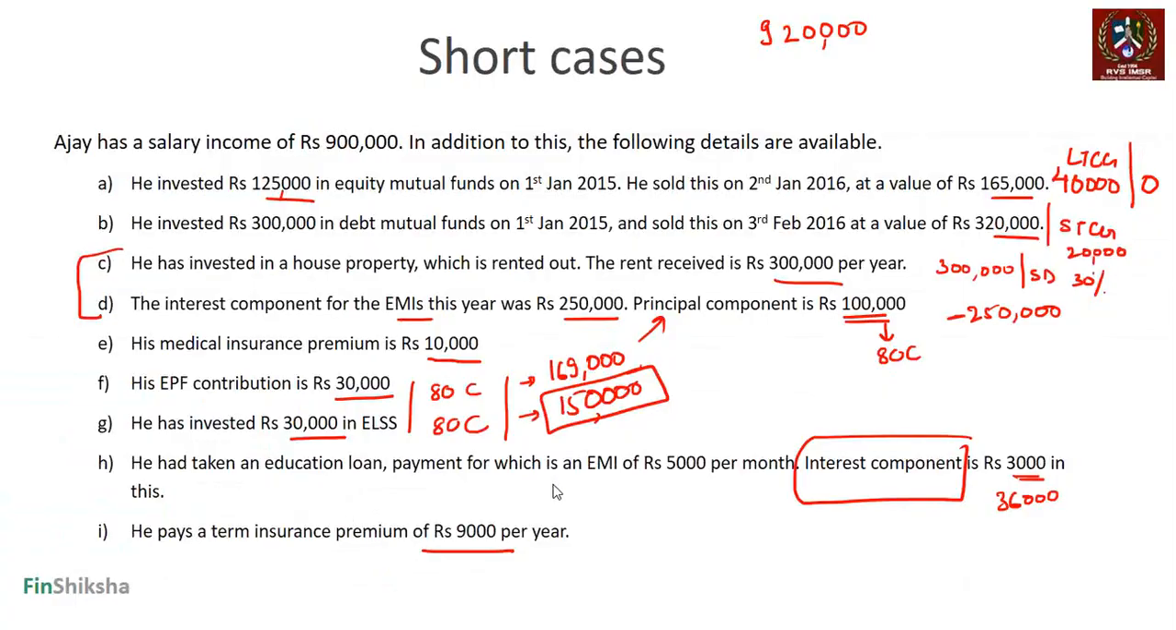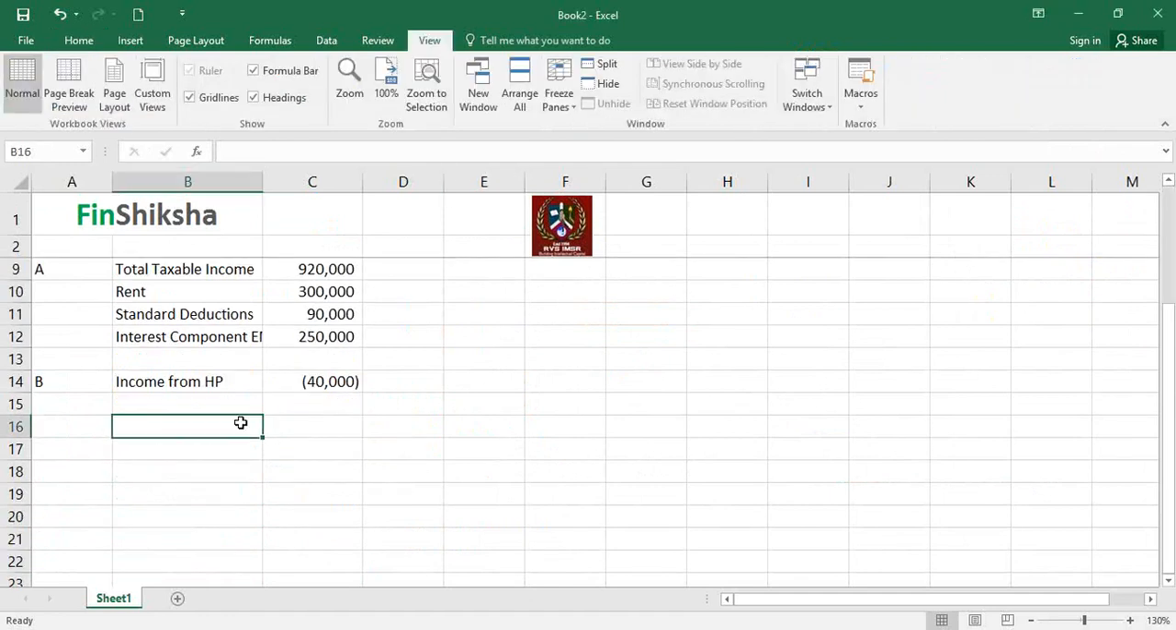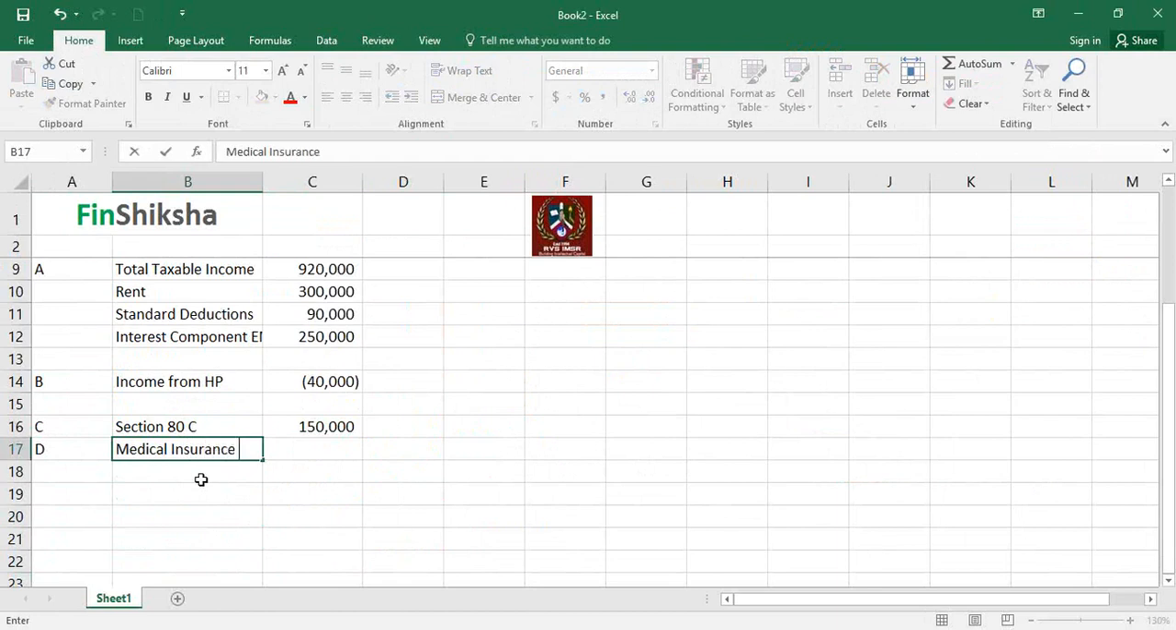Let's see if there is any benefit in section 80C. 80C we saw was 1.5 lakhs, so we can fix 1.5 lakhs. So section 80C, 1.5 lakh goes there, correct? And then there was some medical insurance premium that was there as well, right? So let's call this C, let's call this D, medical insurance premium. That's 10,000, remember, right?